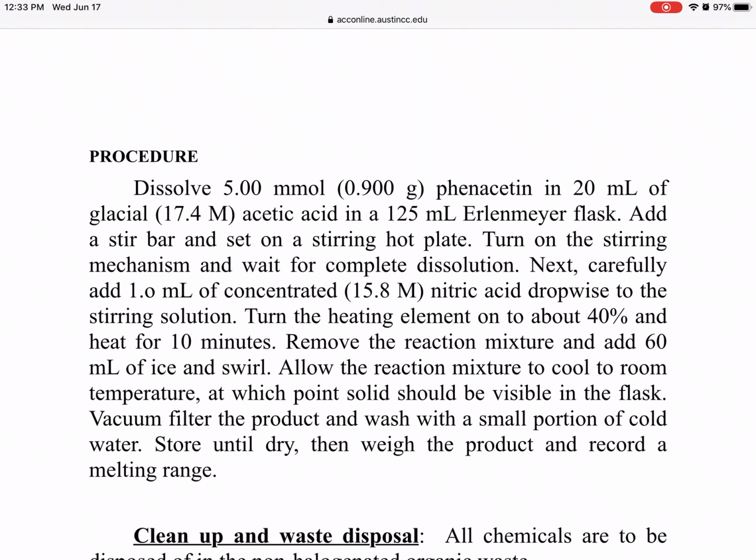Carefully add 1 milliliter of concentrated nitric acid, 15.8 molar, very high concentration, so you have to be very careful at this point. You're going to be adding dropwise 1 milliliter. Okay, and at that time it needs more activation energy, so we give activation energy by heat. You're going to be increasing the heat to about 40% on your heating knob, and heat for 10 minutes while you are stirring it. You will see all of this in your virtual lab.